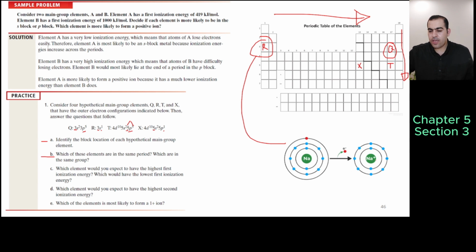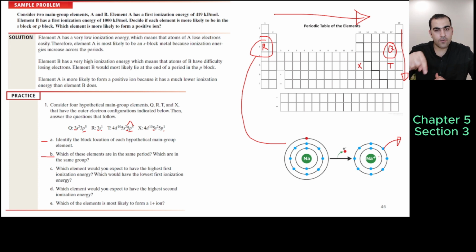So when sodium loses 1 electron, it's going to have a stability like noble gases. How? Noble gases have 8 electrons in the last shell. Also, sodium is going to have 8 electrons in the last shell. So at that time, if you want to remove the second electron, the second ionization energy, you need to add more and more energy. And the energy you need to remove 1 electron from the R atom, the sodium atom, is higher than for Q, T, and X.